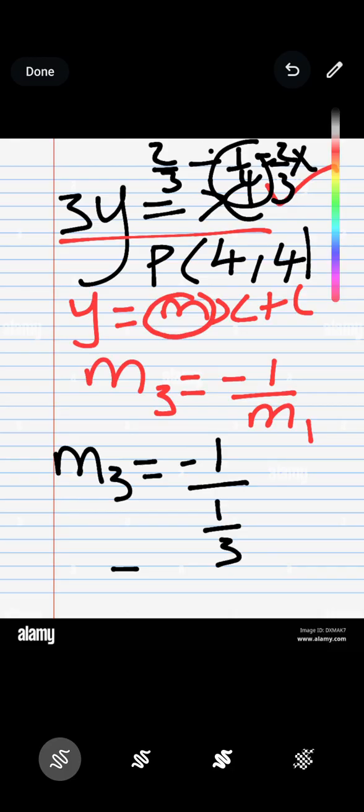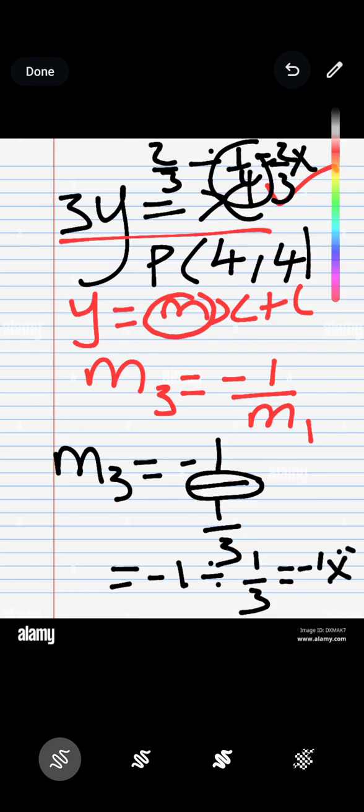So even here, this is divide. It's -1 divided by 1 over 3, which you can write as -1 times, then the 3 goes on top, the 1 comes on the bottom. So it's going to be -1 times 3 over 1, which is -3 over 1.